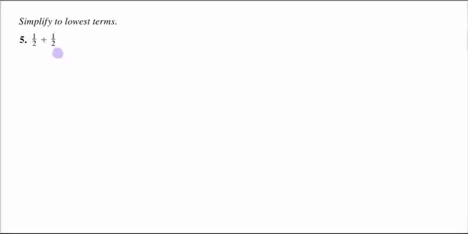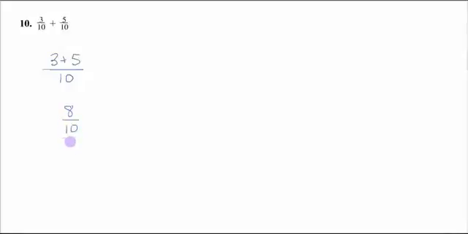Since they have the same denominator, it's quite easy. We have 1/2 plus 1/2, so it's 1 plus 1 all over 2, which is 2 over 2, which simplifies to be 1. Again, here we have like denominators, so we add the numerators, and the denominator stays the same. 3 plus 5 is 8 over 10, and 8 over 10 will simplify. There's a 2 that can come out of this and out of this, so we're simplified as 4/5.